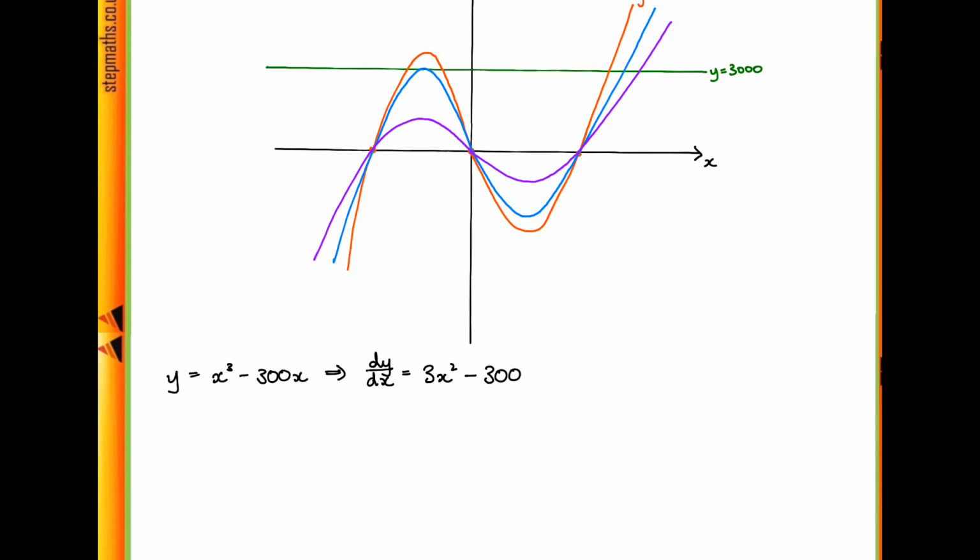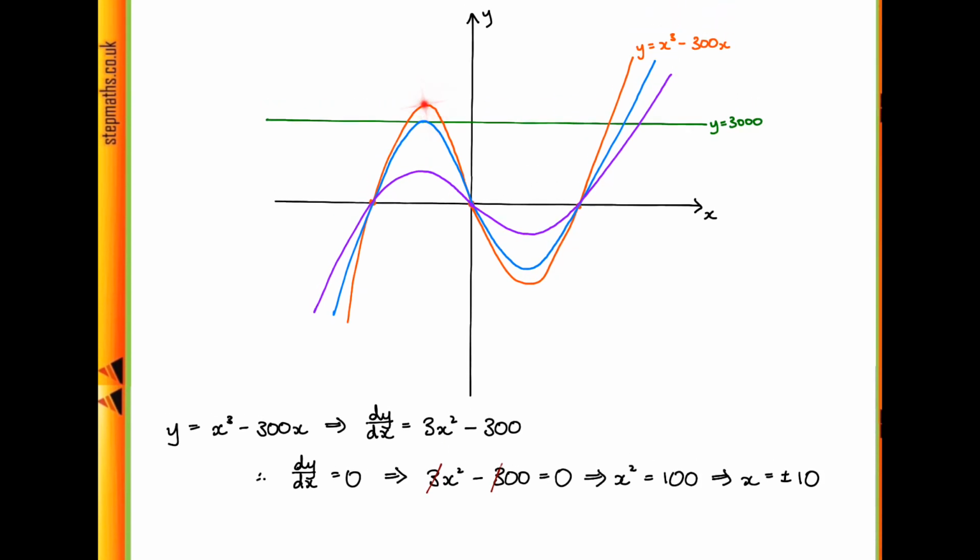And if we set this derivative to 0 to find the stationary points, we get 3x squared minus 300 equals 0, and we can cancel out the 3's, which tells us that x squared is equal to 100, so x must be plus or minus 10. And now for this maximum, do we want plus or minus 10? Well, we can see it's going to be at a negative x, right? So this is going to be at minus 10, and the minimum will be at plus 10.